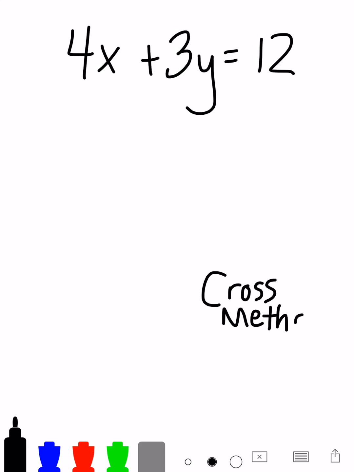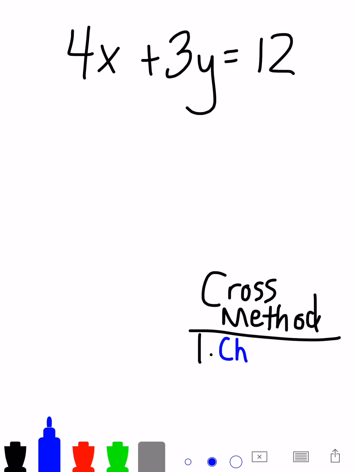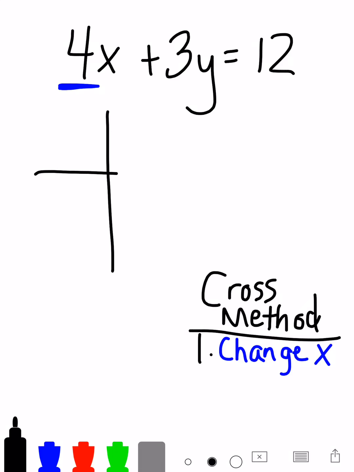Cross method. Step 1: Change x. So what does that mean? Well, that means the number attached to the x, in this case 4, we're going to put in our first box. I'm sorry, I skipped a step. First thing you have to do, you have to make a little cross right there. Cross method, make a cross. So in the first square, we're going to put a -4 because the step says to change x. In this case, it's positive, so we're going to change it to a negative.